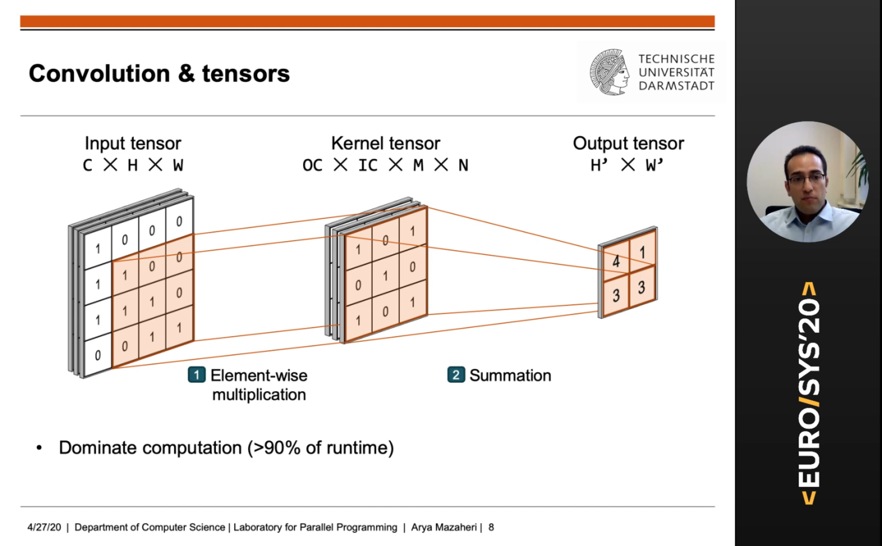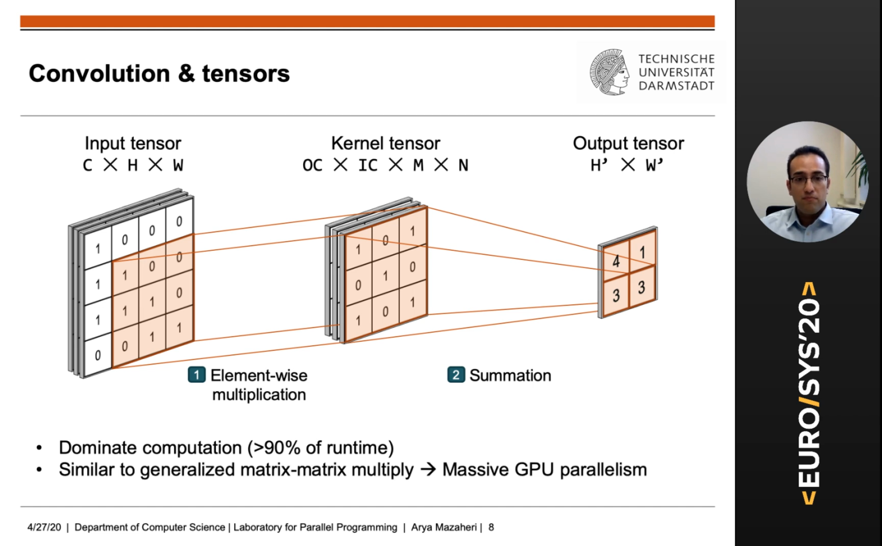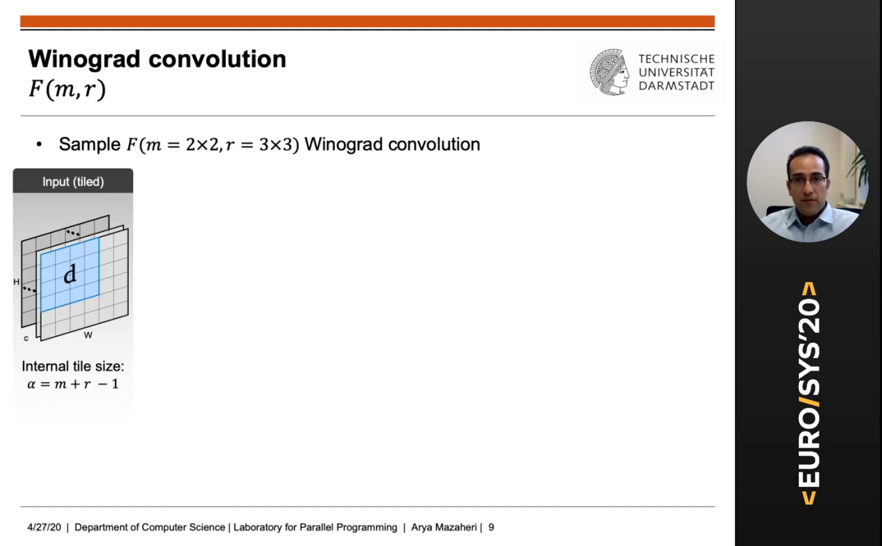Convolutions usually dominate more than 90% of the total runtime, and it means that we have to find a way to parallelize them and gain more efficiency. Thankfully, they are similar to matrix-matrix multiplication, and GPUs are a good fit for exploiting massive parallelization. One way to implement a convolution is to use the Winograd algorithm.